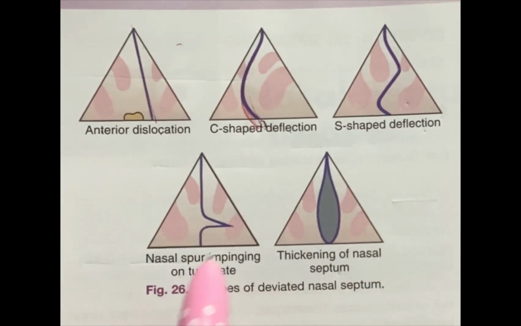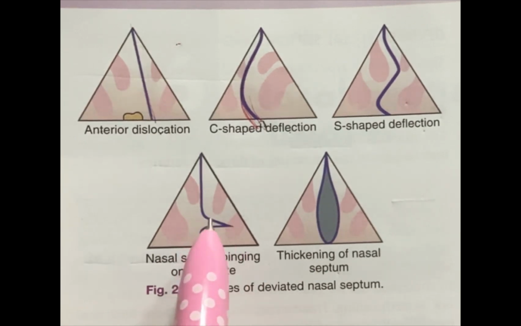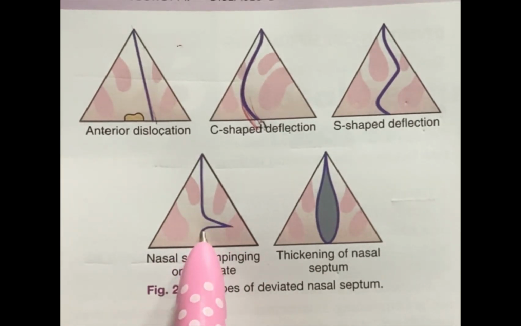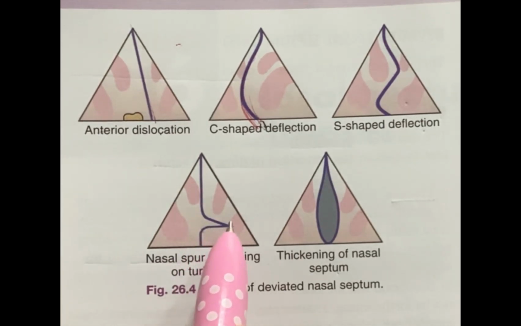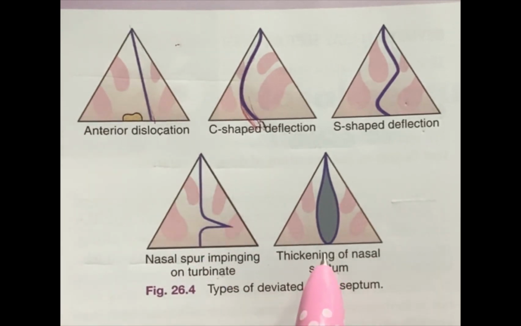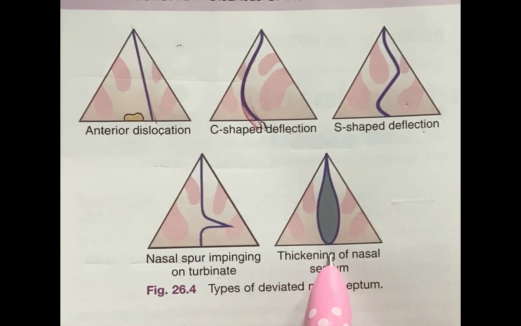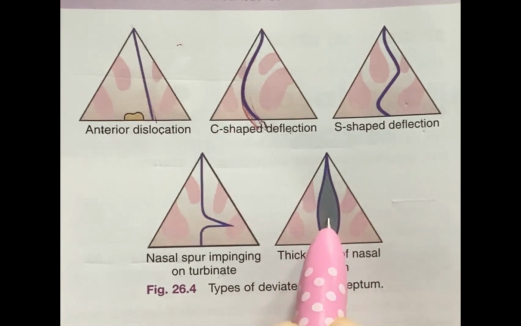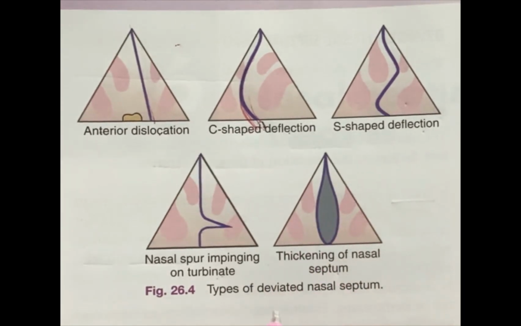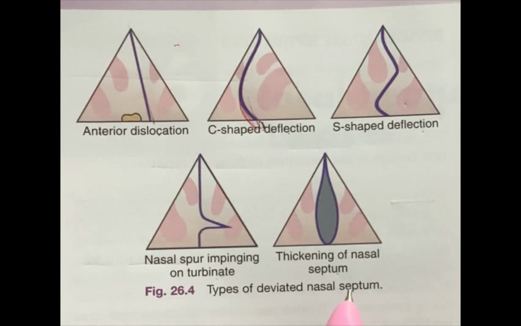And in nasal spur impinging on turbinates, the nasal spurs are shelf-like projections found at the junction of bone and cartilage, and they may press on the lateral walls and lead to headache. And talking about septal thickening, it is due to organized hematoma or overriding of the septal fragments. So these are the types of deviated nasal septum.